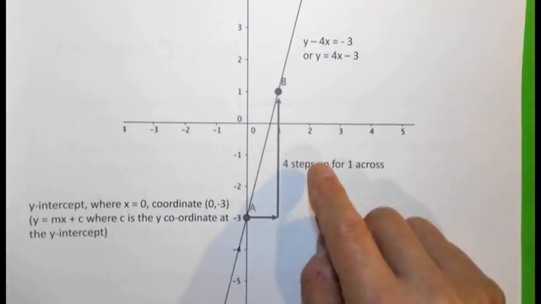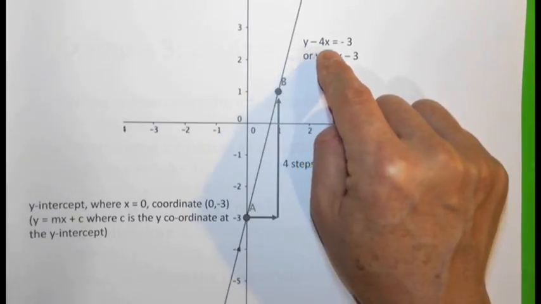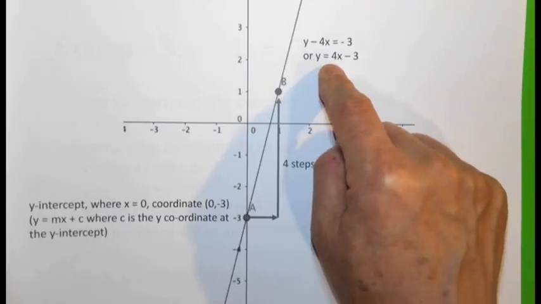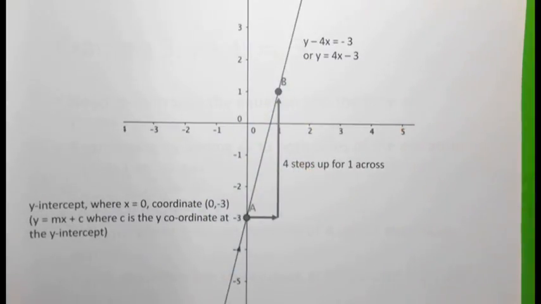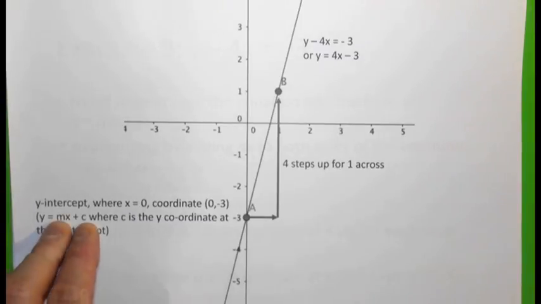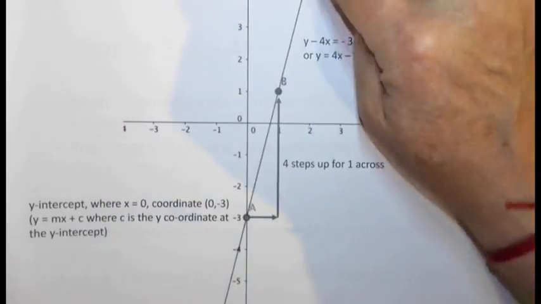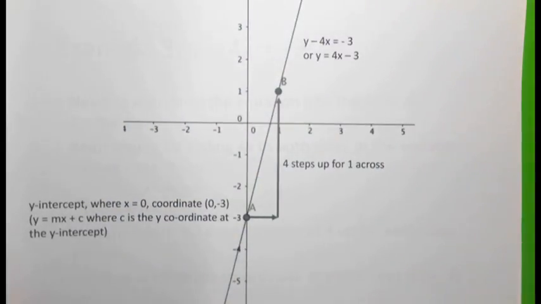The equation of the straight line is y minus 4x equals minus 3, or rewriting it, y equals 4x minus 3. So, by knowing the m and the c, we can actually sketch or draw the straight line graph. A fairly straightforward process.